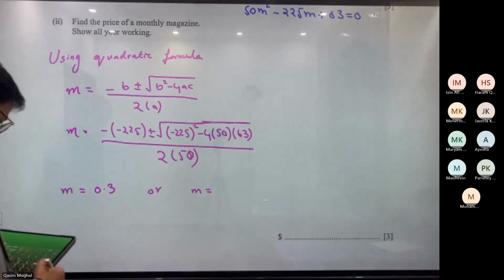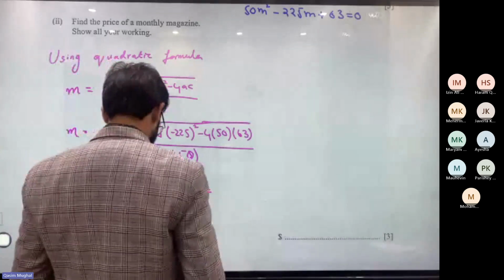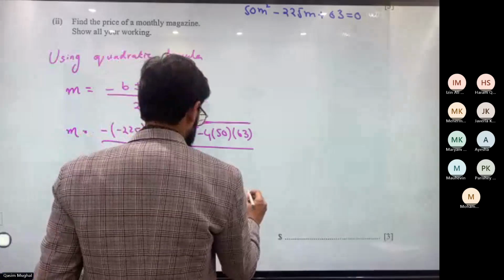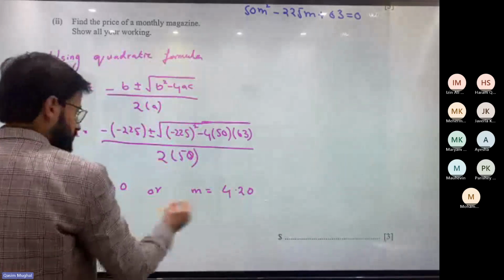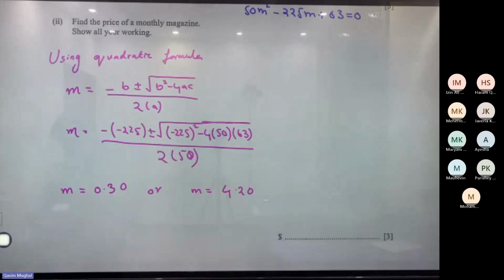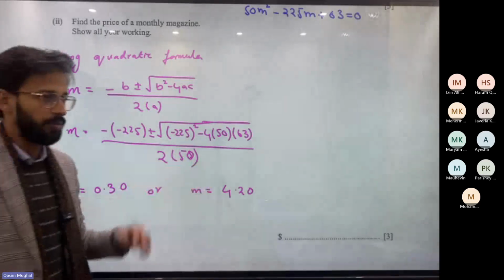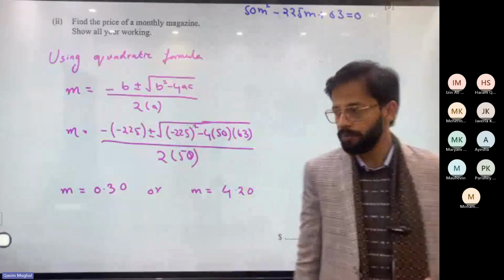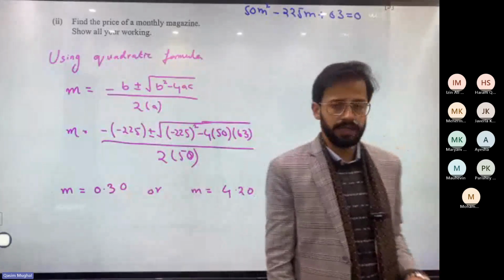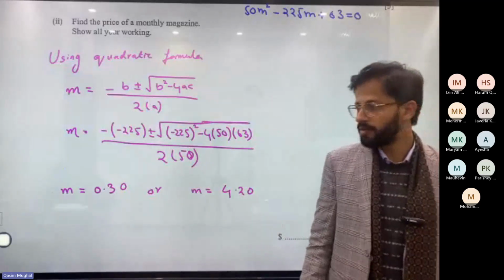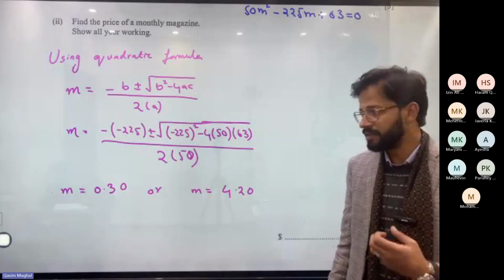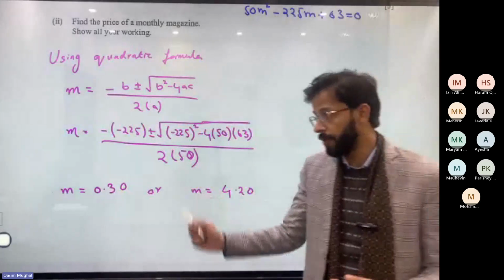0.3 and then 21 over 5 is $4.20. So 30 cents and $4.20. Okay, both of them are positive. Yesterday I stated that mathematically both of them are correct. But as we are doing the practical application, only one of them is going to be legit. So you need to go for a reasonable value of this m.